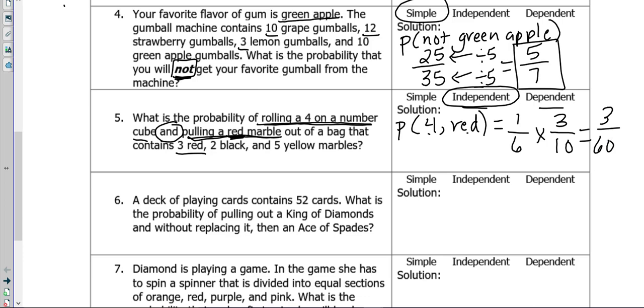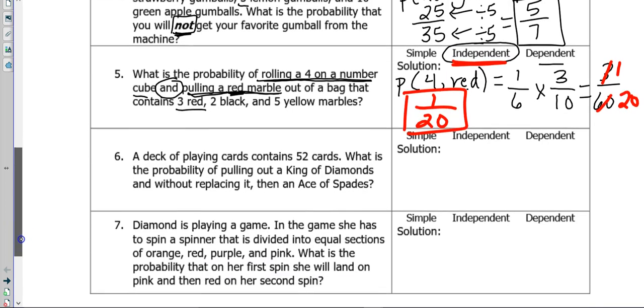And then we need to make sure we simplify this. 3 goes into 3 once. 3 goes into 60 20 times. So our answer here is 1 over 20. So that's the probability of 2 independent events.